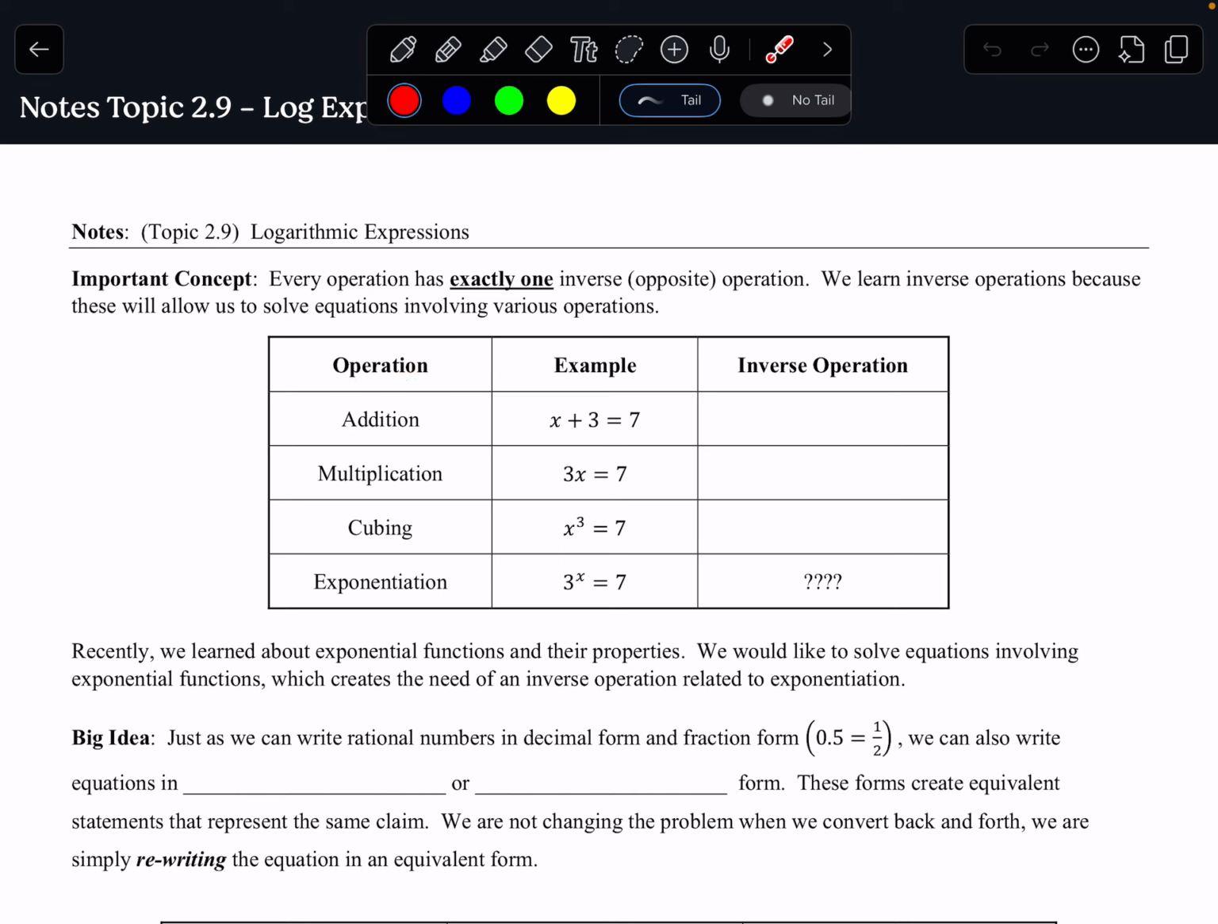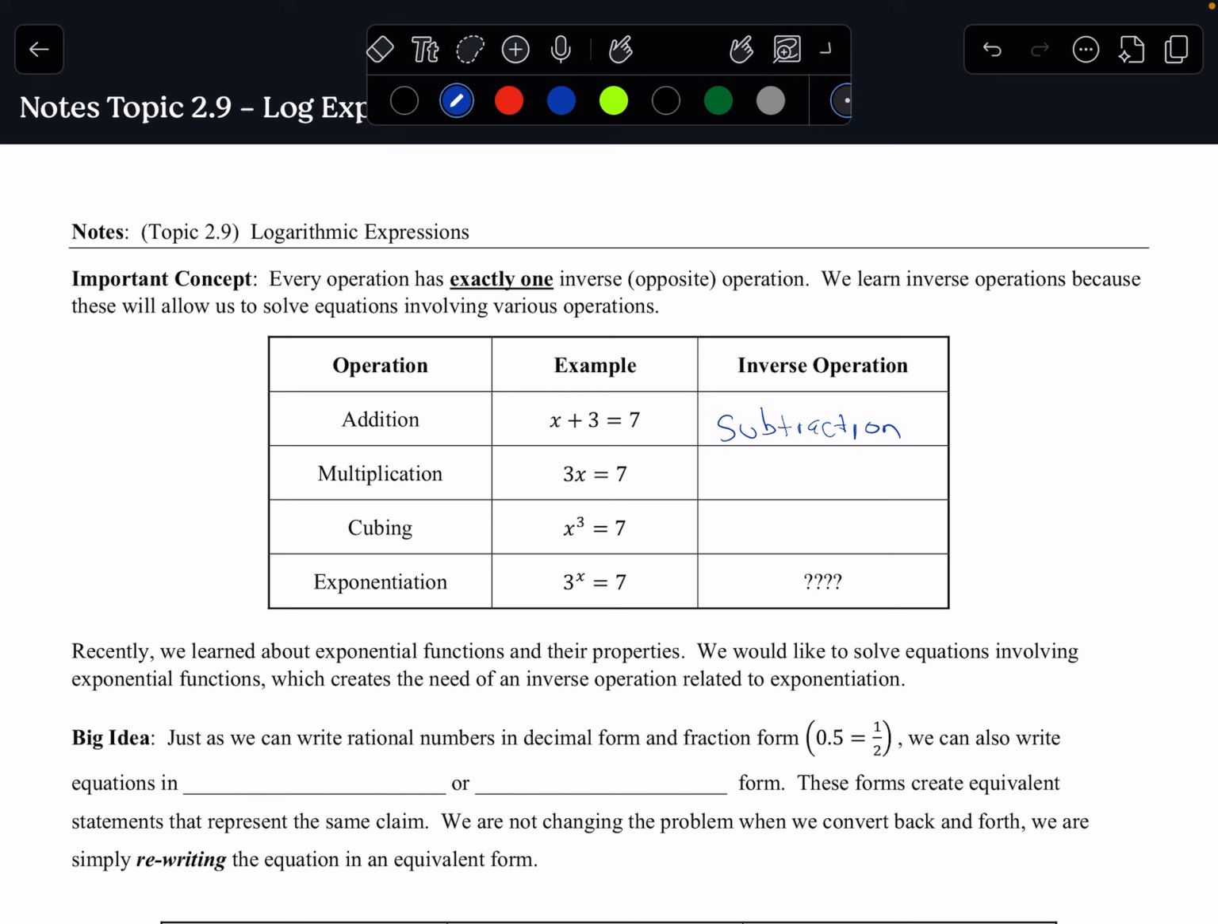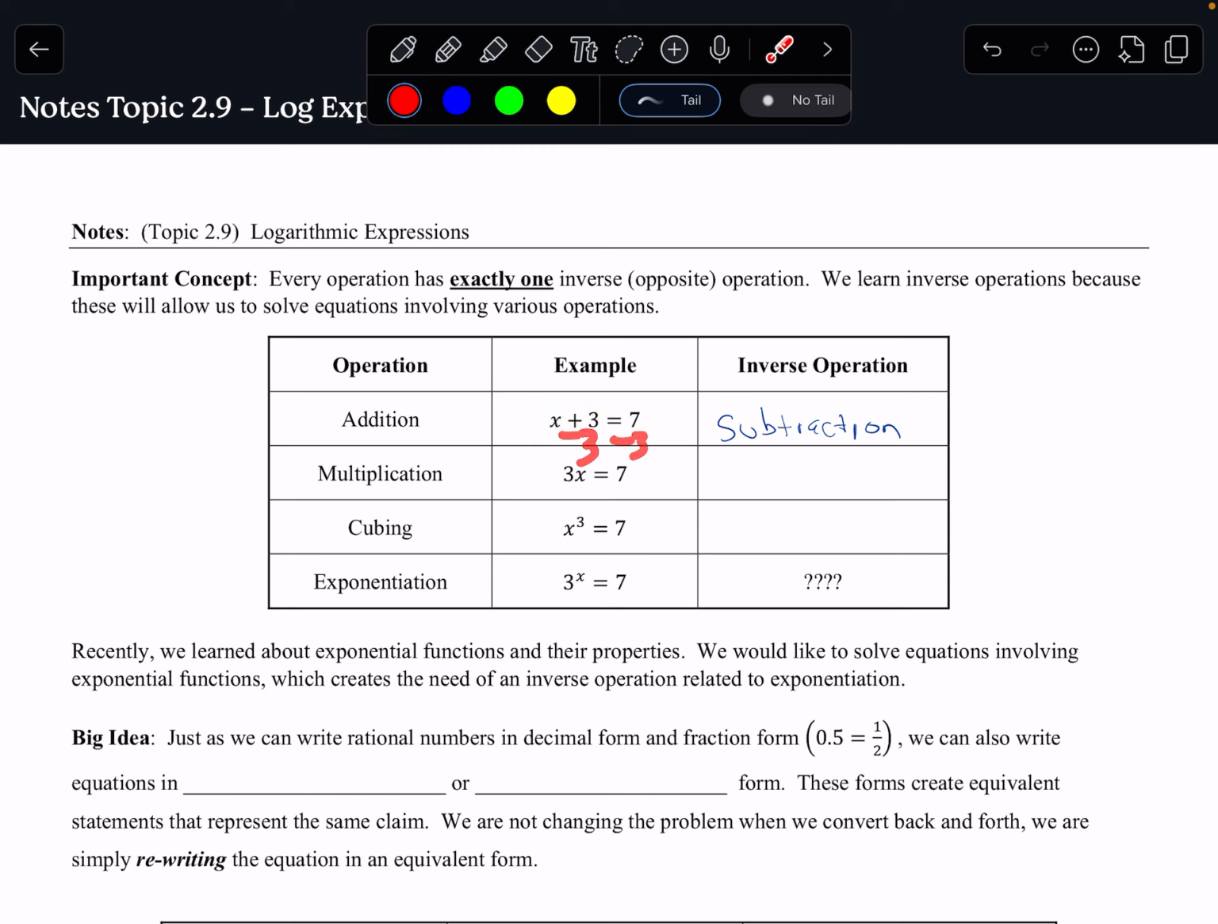Operations. Addition. The opposite of adding is subtracting. So over here, go ahead and put subtraction. That's the opposite of adding. And if I wanted to solve this, I would do the opposite of adding 3, which is subtracting 3 from both sides. So I have to do the opposite to actually solve the equation.